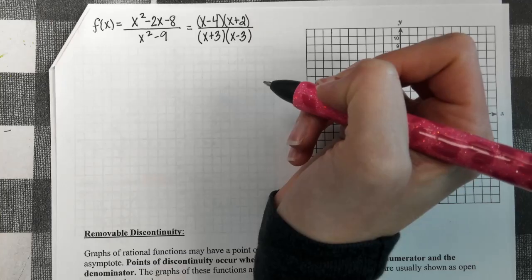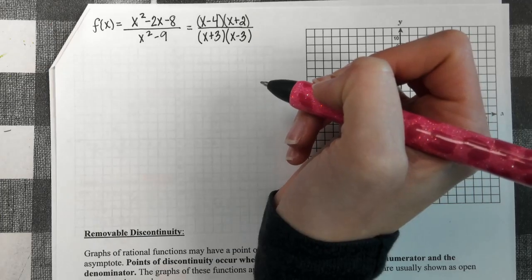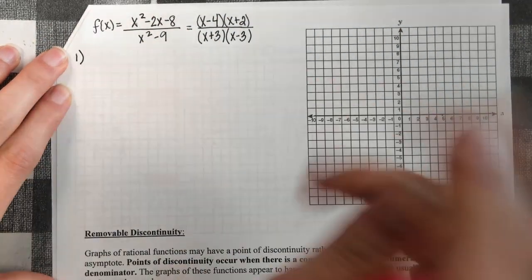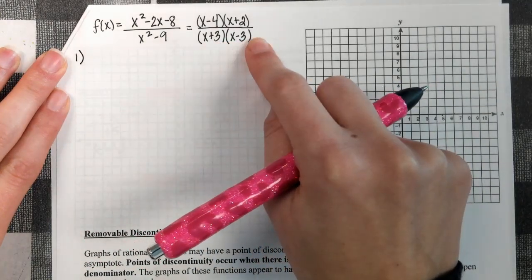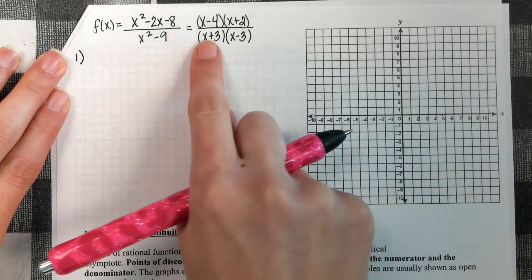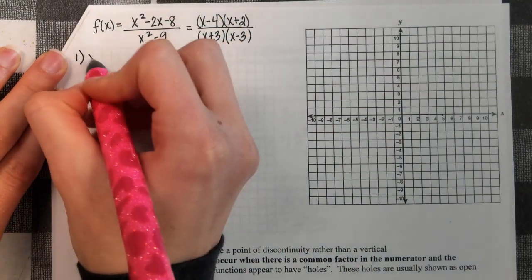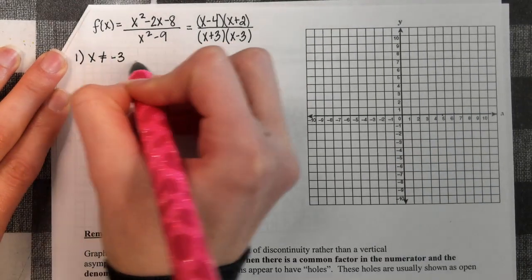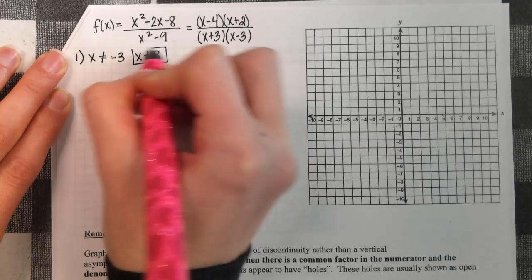Then I check, can anything simplify? I can't cancel anything out, but it's good to see it in factored form for when you do your x-intercept and your restrictions. Okay? So my first step is my restrictions. I do not have to see you set x plus 3 cannot equal 0, x minus 3 cannot equal 0. Y'all are pre-AP. You should be able to tell me your 2 restrictions, right? What are they? x cannot equal negative 3 and x cannot equal positive 3.